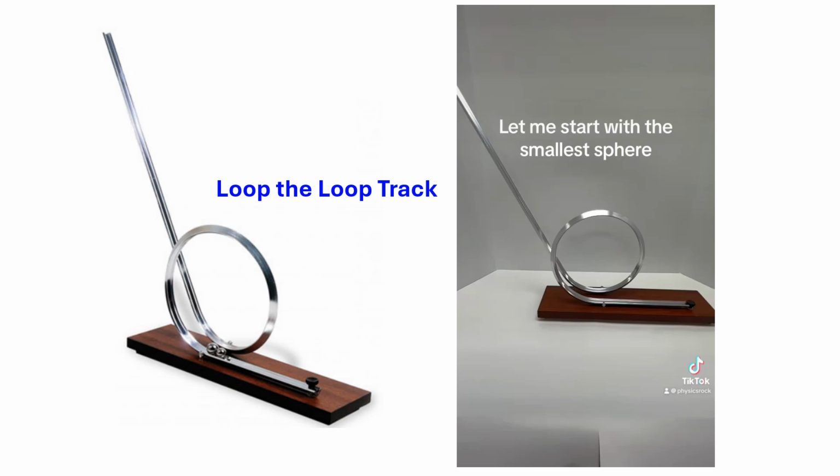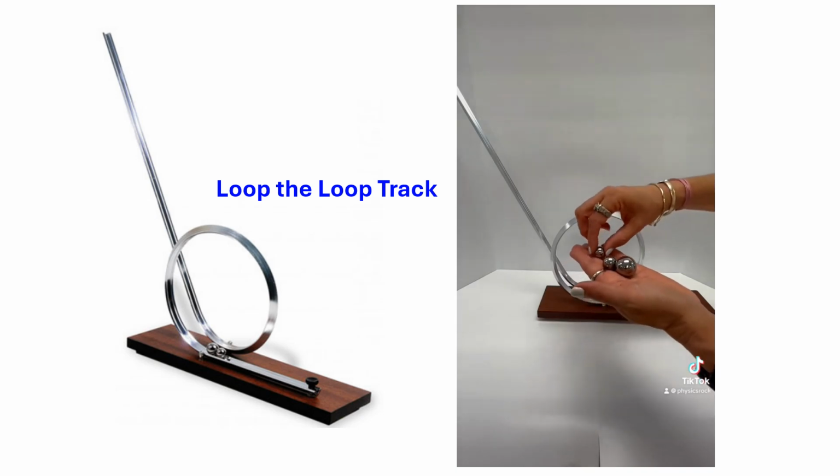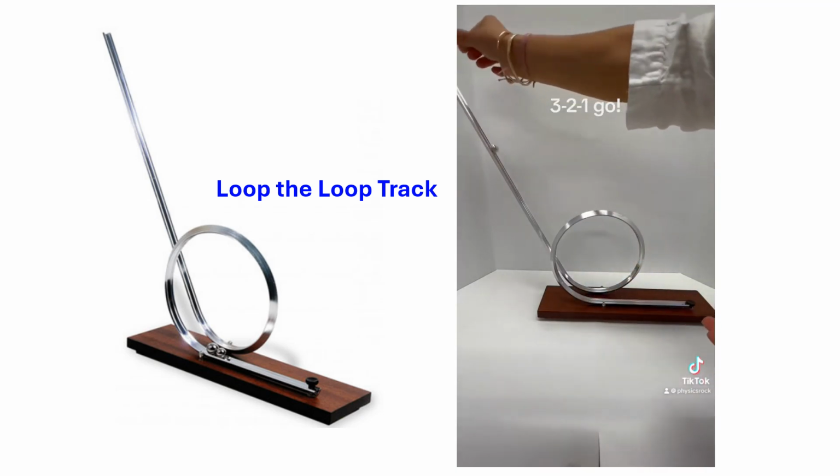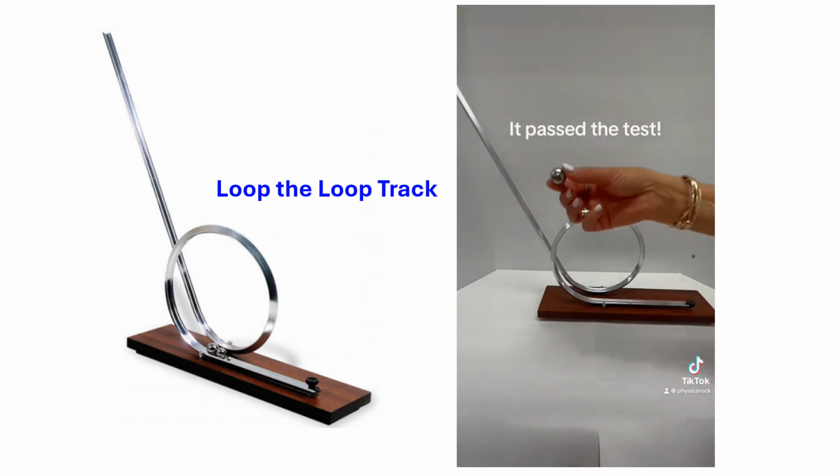Today, I have an exciting physics experiment using a track with a funny name, Loop the Loop track. Let me play this video with 3 metal spheres rolling through this track. Let me start with the smallest sphere. 3, 2, 1, go. It passed the test.